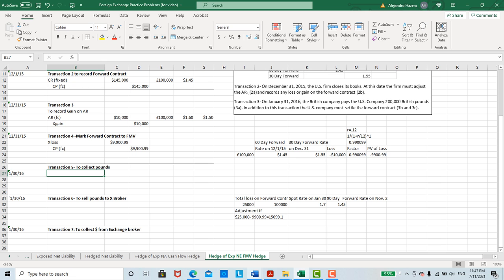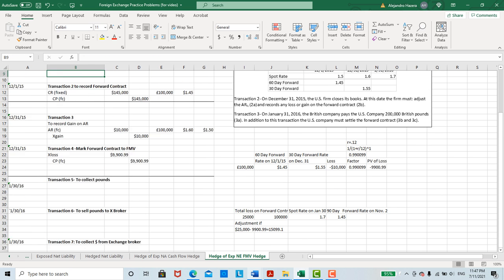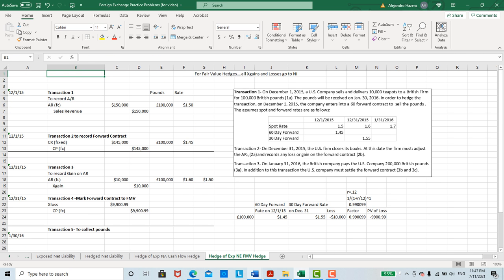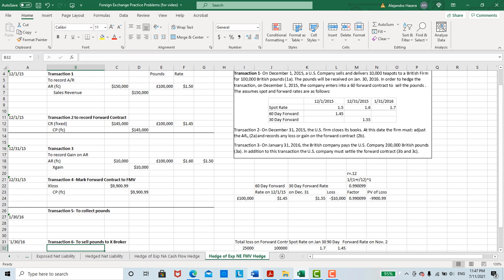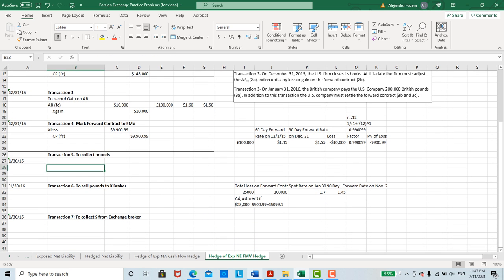Okay, so in these final transactions on January 3rd, we're going to collect the pounds from the British customer, sell the pounds to the exchange broker for the fixed fee, for 145 basically, and record a loss on the transfer of the pounds, and then finally collect our $145,000.